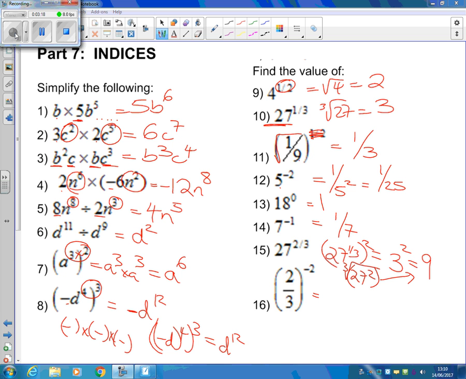And here, what have we got to do? We've got a minus, so that means we've got to do 1 over the thing. Well, 1 over a fraction is the fraction upside down, and then we've got to square it. Squaring it gives us 9 over 4. And of course, you can check all of this lot here on your calculator.